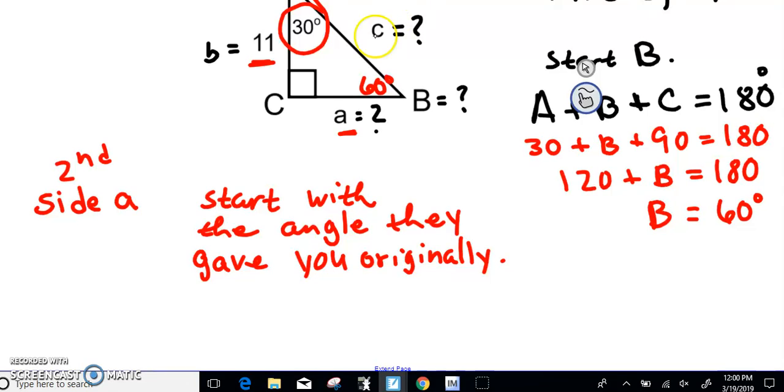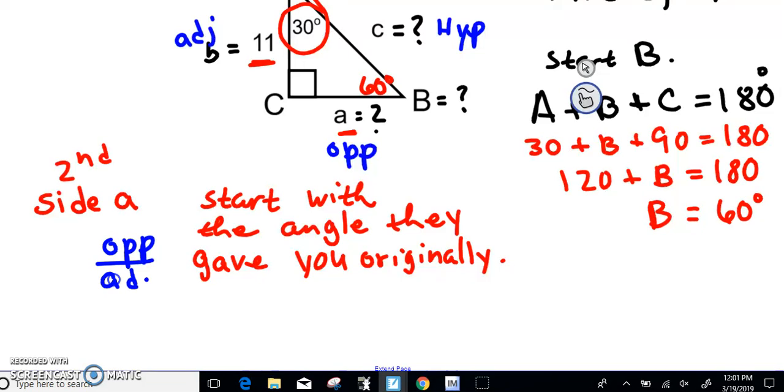So if we look at it and label them really quick, from this angle, this is opposite of it. We know C is the hypotenuse. It's the longest side. And then B is the adjacent, right next to that angle. So this side is right next to the angle. All right, so we have opposite and adjacent. We're talking about opposite over adjacent. And so what is opposite over adjacent?